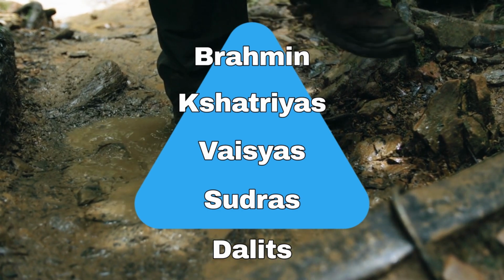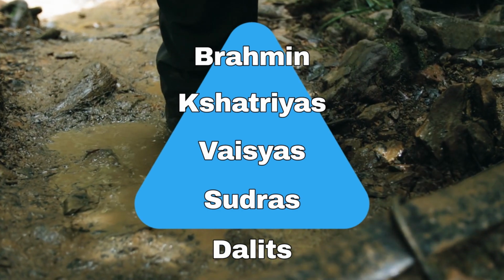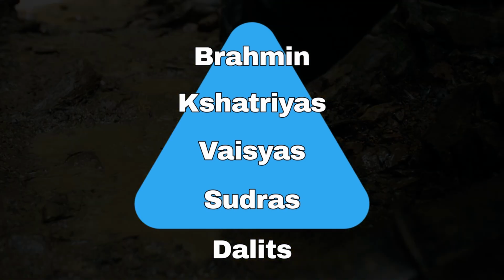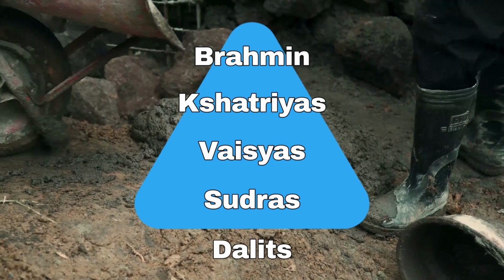The Dalit people were the lowest class. They did any job considered unclean. Members of the upper castes refused to have any contact with Dalit people for fear of becoming dirty.